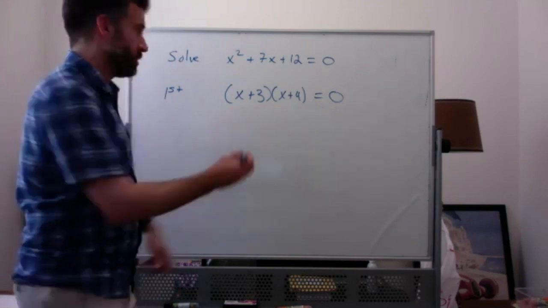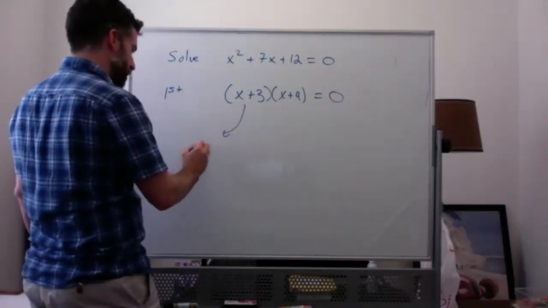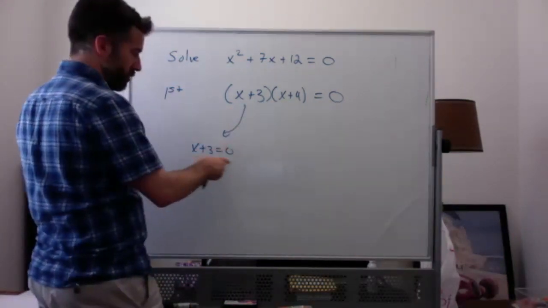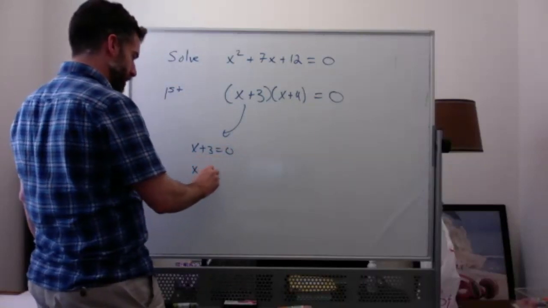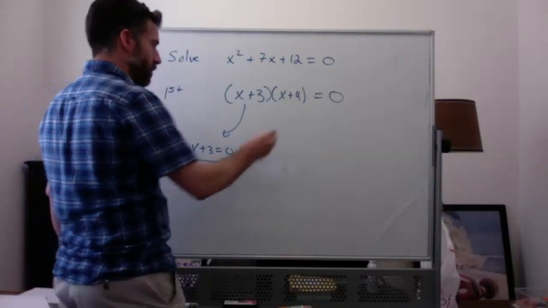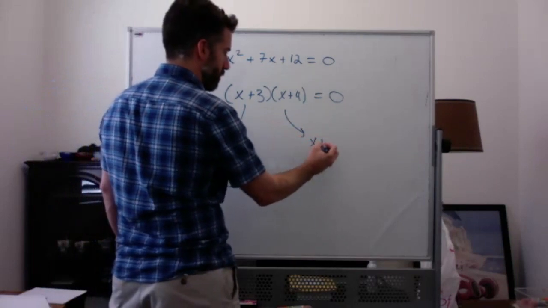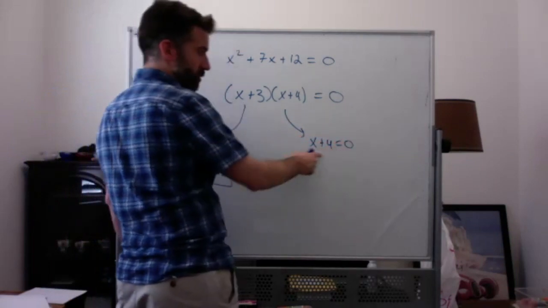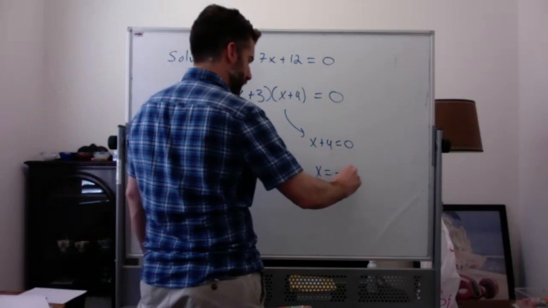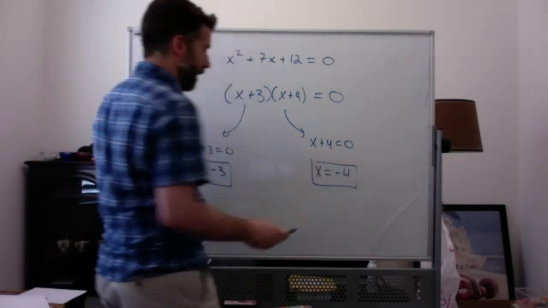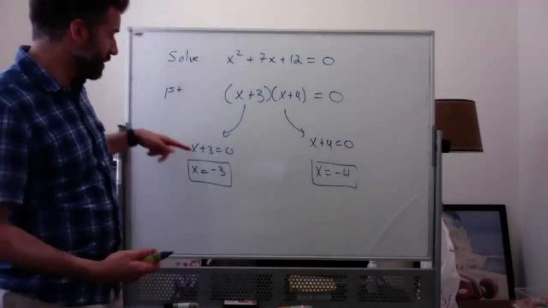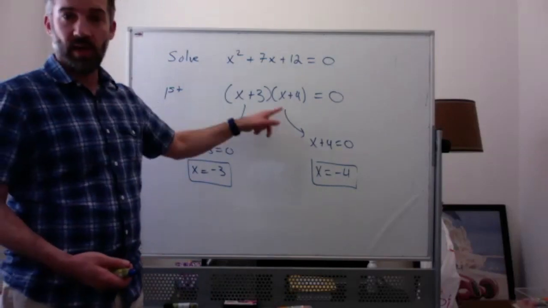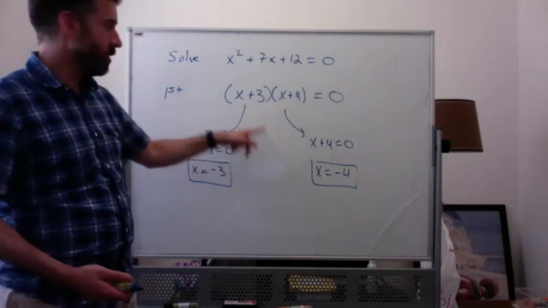So we set this one equal to 0, subtract 3 from both sides, and get x equal to negative 3. We set this one equal to 0 and subtract 4 from both sides to get x equal to negative 4. I'm perfectly okay with you skipping this step and jumping straight to saying x is negative 4 or x is negative 3.